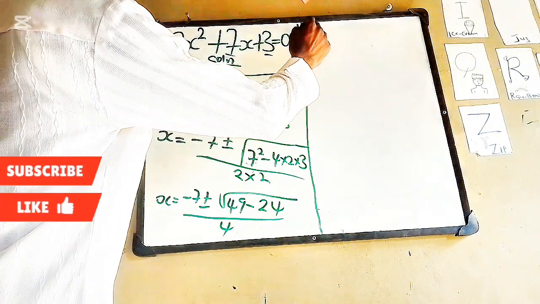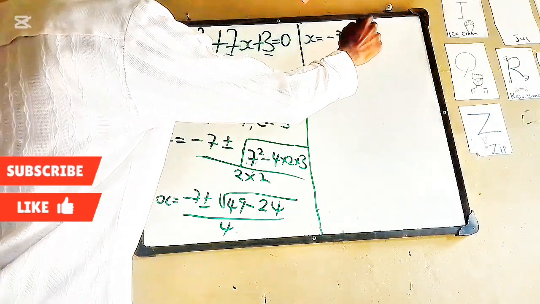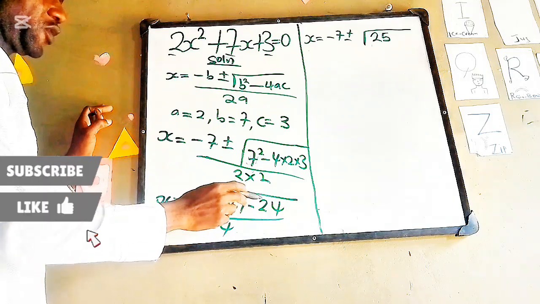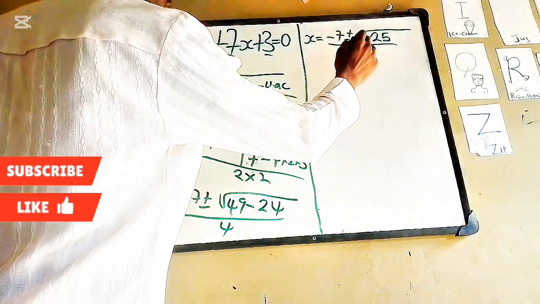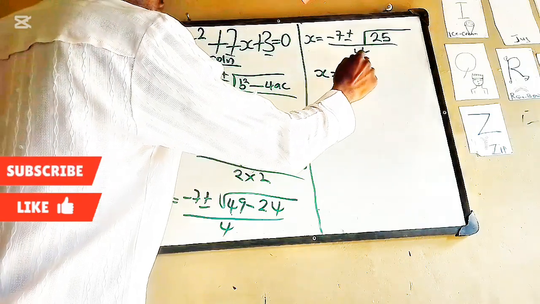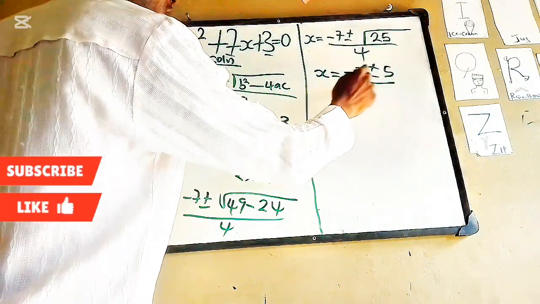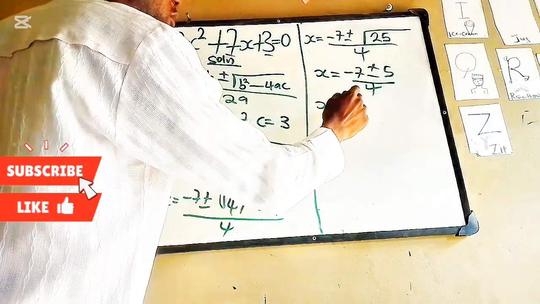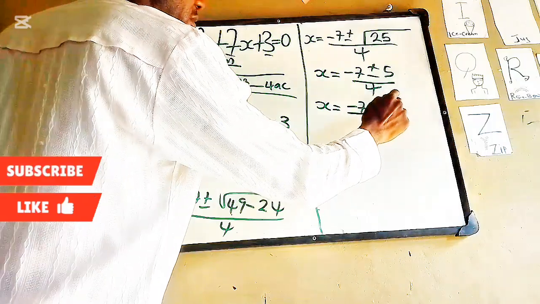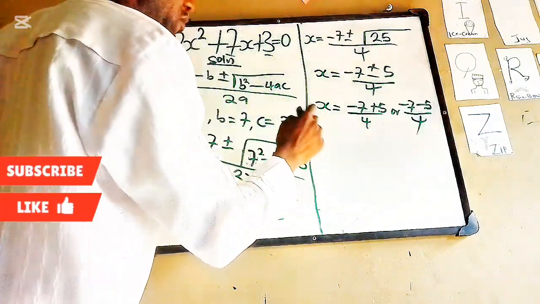So coming up to this side, we have x equals minus 7 plus or minus the square root of 25, since 49 minus 24 is 25, all over 2 times 2. Right, so our x equals minus 7 plus or minus 5, the square root of 25, all over 4. So our x equals minus 7 plus 5 over 4, or minus 7 minus 5 over 4. Two values.